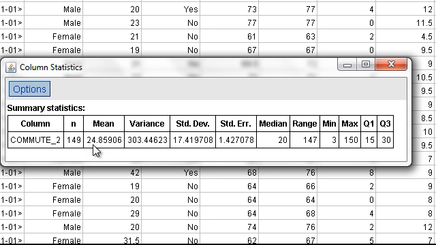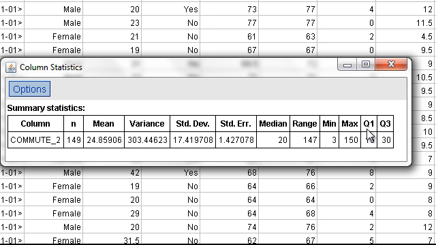The mean was about 24.9. The variance was 303, and again, variance measures spread. Standard deviation is the square root of the variance, and we see that the standard deviation was about 17.42. The median is 20, and of course the range, which is the largest value minus the smallest value, is 147. The minimum was 3 minutes. The maximum was 150 minutes.